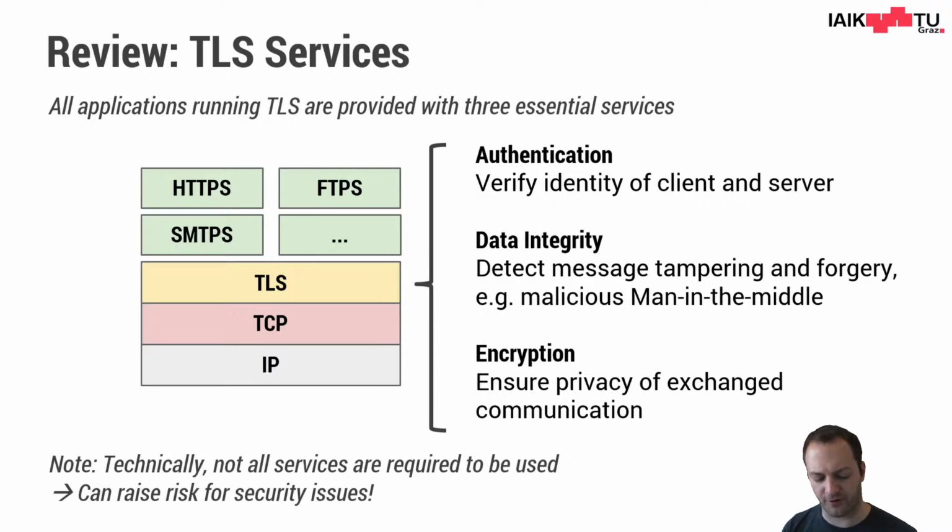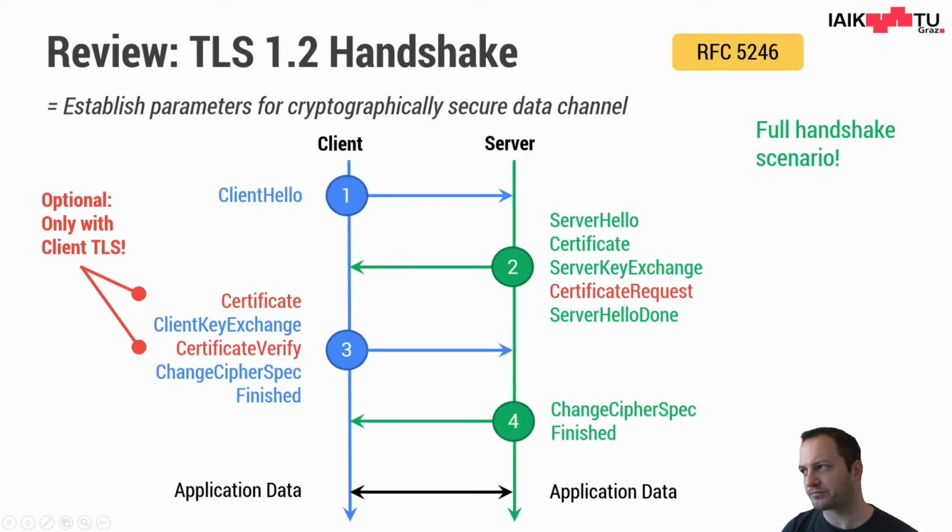For example, you can communicate with your bank website in a confidential way, but if there is no data integrity, it might happen that someone changes, let's say you're transferring money, the amount you're transferring from 1,000 to 10,000, and you're getting ripped off. So there is a very good reason to have all these services enabled at the same time, but technically TLS also runs with only a subset of them.